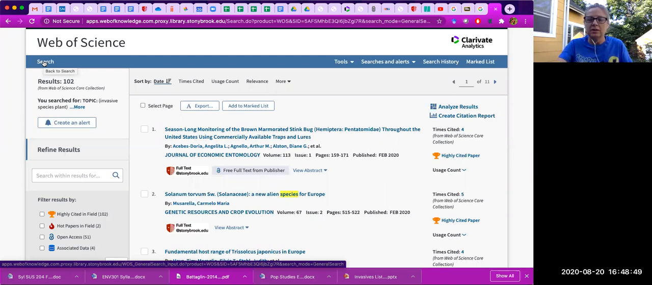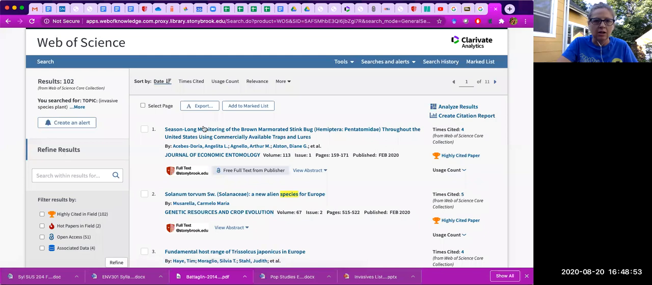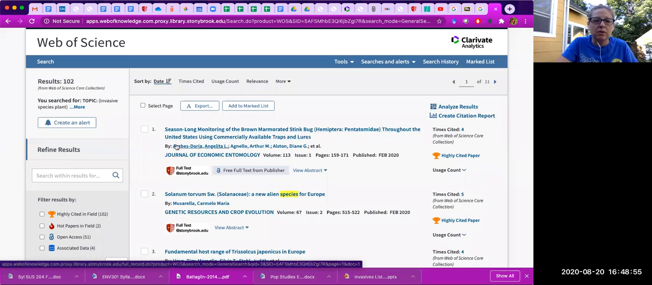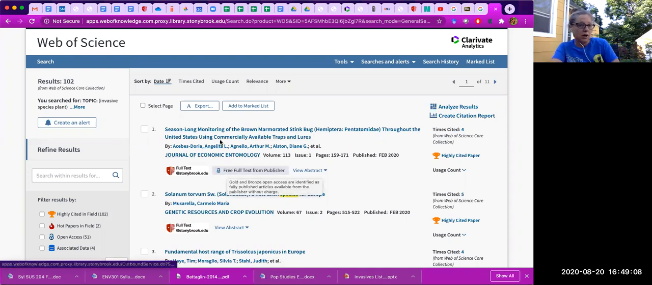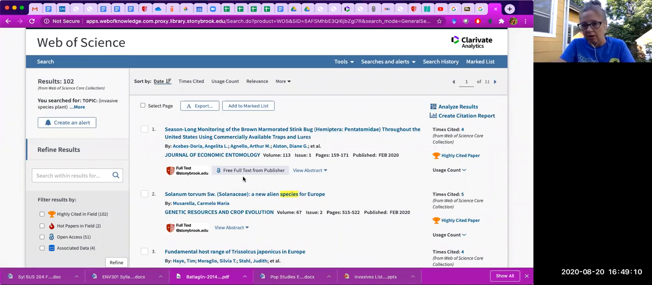I'm going to run with the stink bug because quite honestly, they're funny and a little disgusting. So here's the title of the paper. Here are the authors. It's published in the Journal of Economic Entomology, and it was just published in February. Nice thing, it's free full text from publisher. So these authors paid probably $2,000 or $3,000 to make this public access, which they did. Full text from Stony Brook University. Because it's free text from the publisher, you're going to find it anyway.